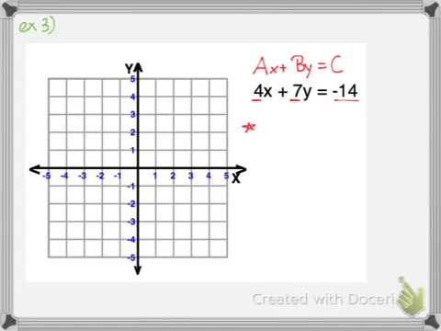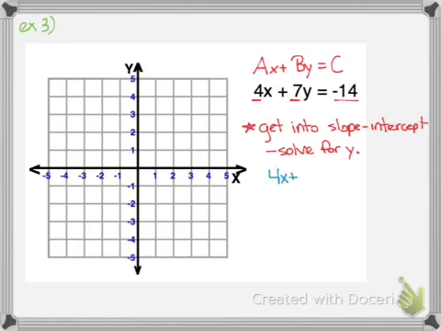We want to get it into slope-intercept. So in order to do that, we need to solve for y. So to do this, solve for y. Okay, so let's go ahead and look at that. And again, this is just a multi-step equation. So I'm going to rewrite it down here. 4x plus 7y equals negative 14. And we're just going to go ahead and start solving this.